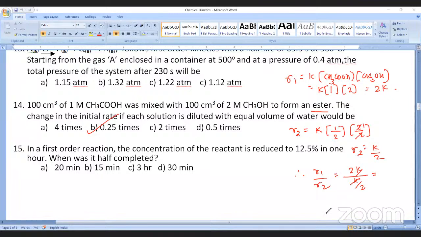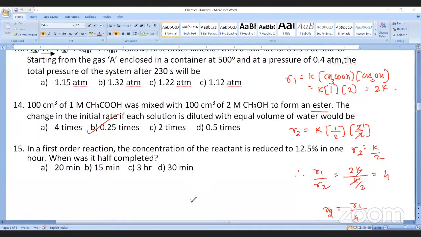So K will get cancelled. So R1 is equal to what? R2 will be equal to R1 by 4. Okay, R1 by 4. So K by 2, so that will be equal to 4. So R2 will be equal to R1 by 4.